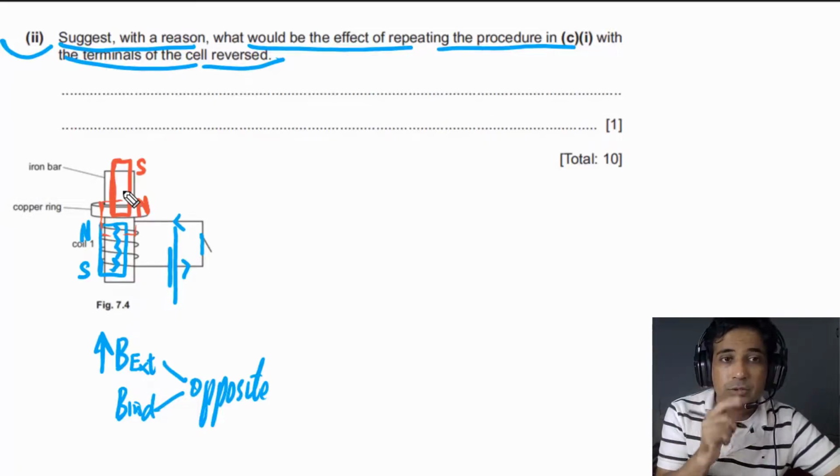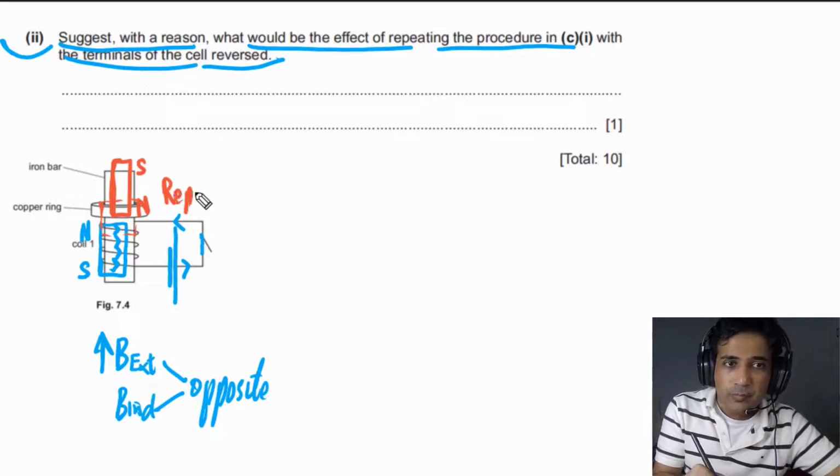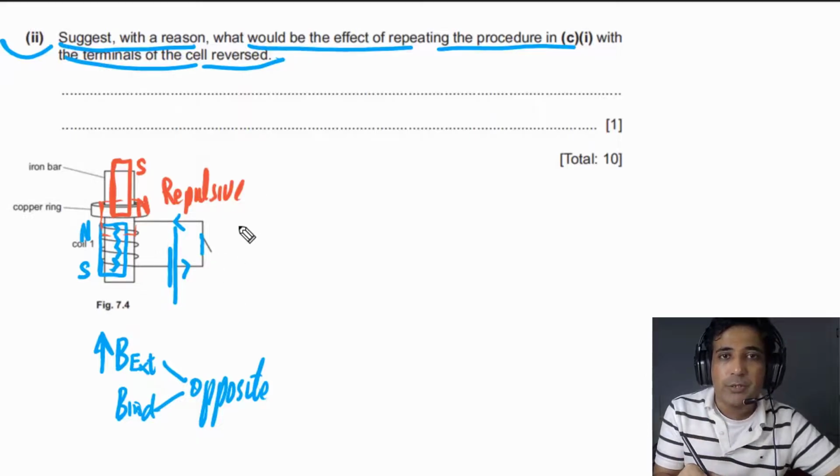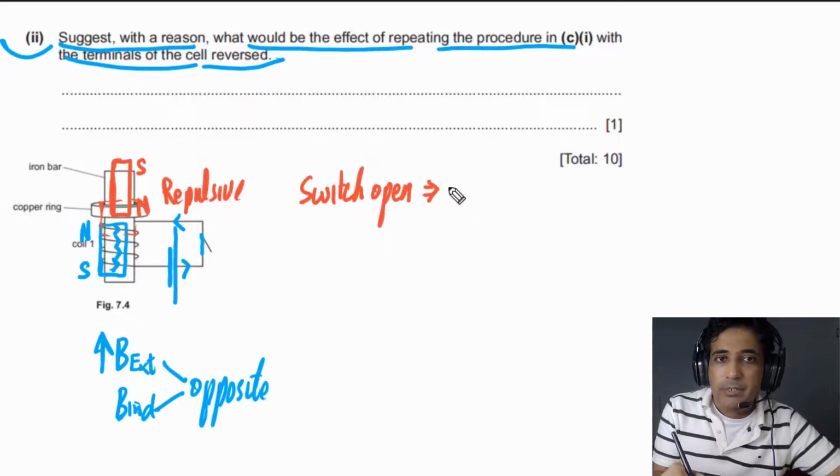But you also need to understand that when you close the switch the force is repulsive, while vice versa is true when you open the switch, because the magnetic field here will decrease. So there will be an attractive force on the ring. Switch open, attractive force. They can ask you about this next time: when you open the switch, what will happen? There will be an attractive force, so the ring will be attracted downward.